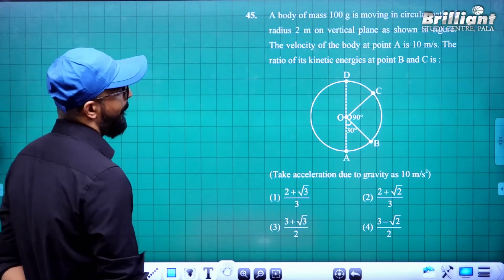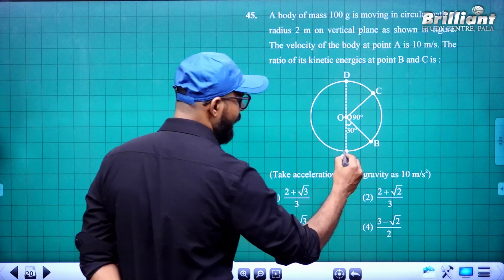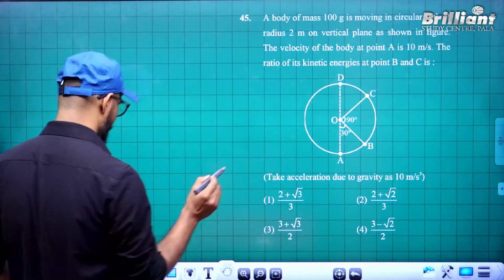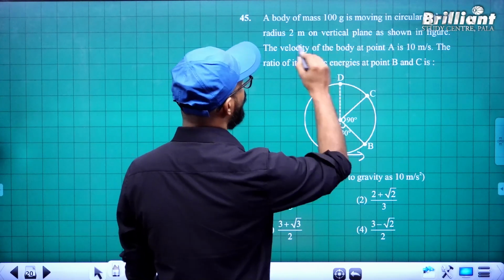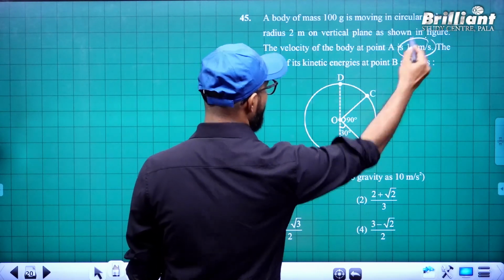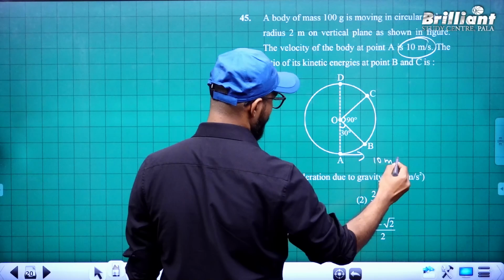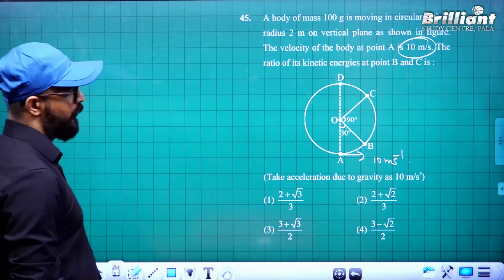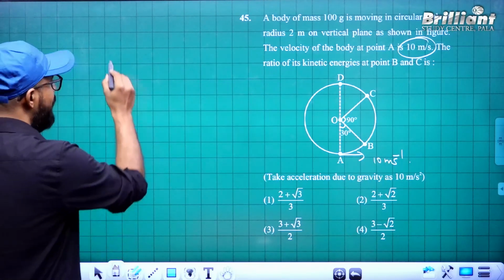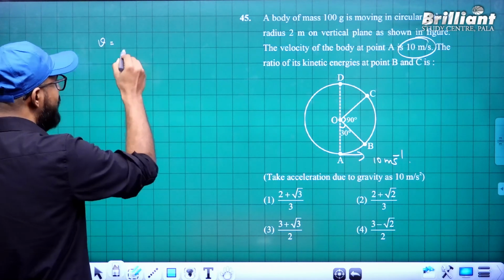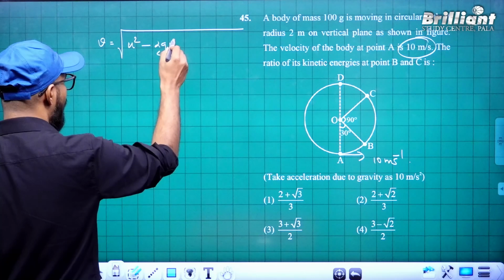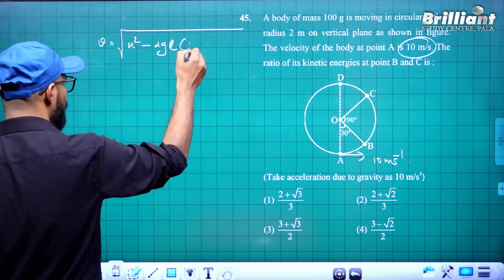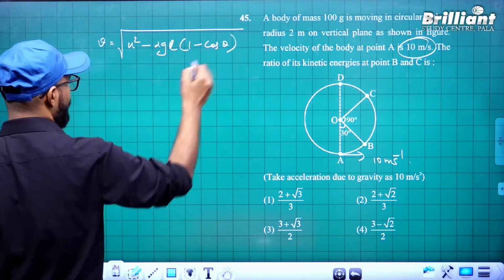Fine. So at this point it is given a velocity of 10 meter per second. So here it is 10 meter per second. So let us check. What is the velocity at different points? Velocity at different points is simple. U square minus 2gr or L into 1 minus cos theta.